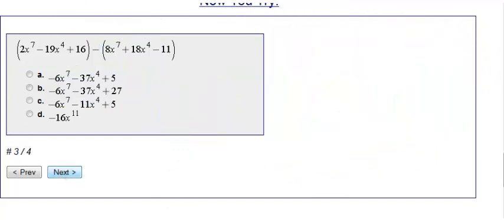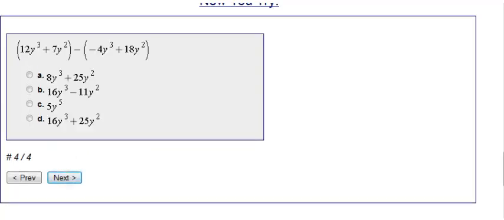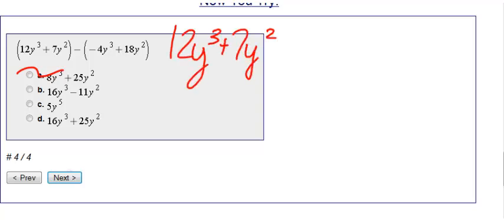And lastly, number 4, another subtraction. So we look at our first set of parentheses. There's nothing that I can distribute inside of that, so I'm going to rewrite it without the parentheses. So 12y to the third plus 7y squared. Then I look here. I have this negative in front of it, which is just like a negative 1. So I need to distribute that.